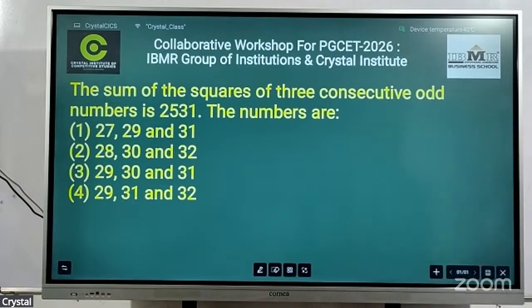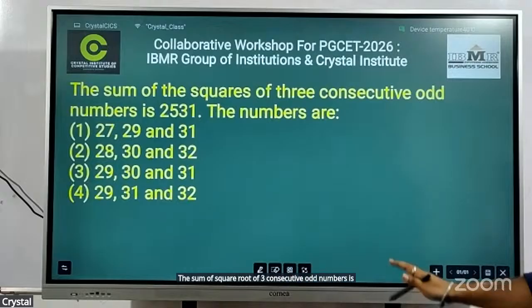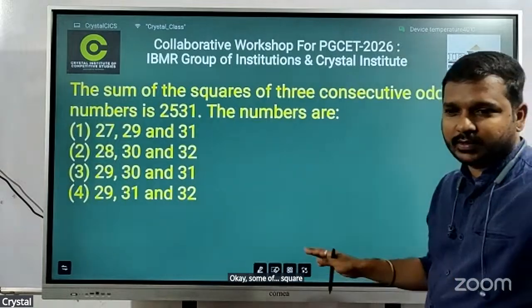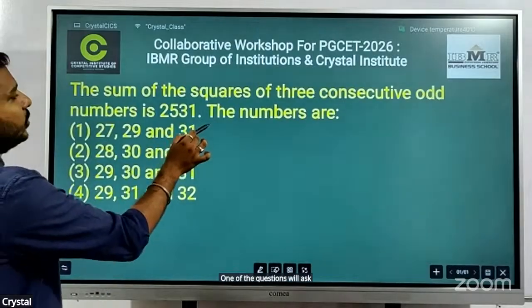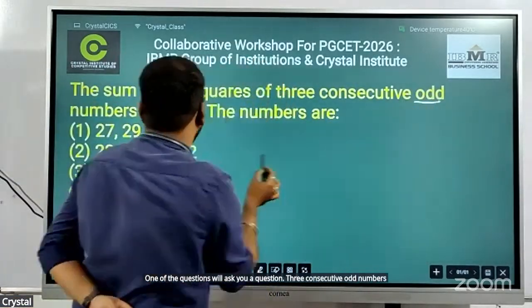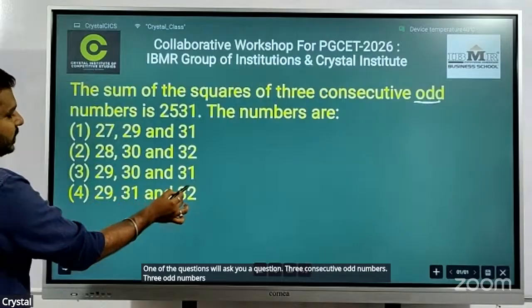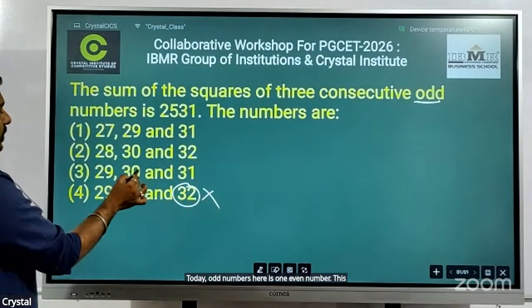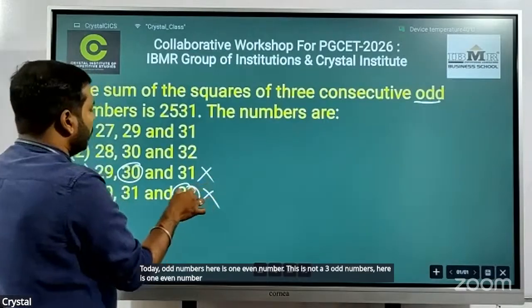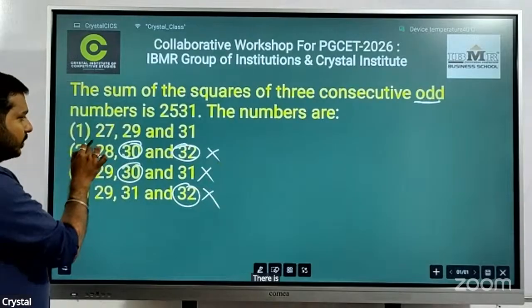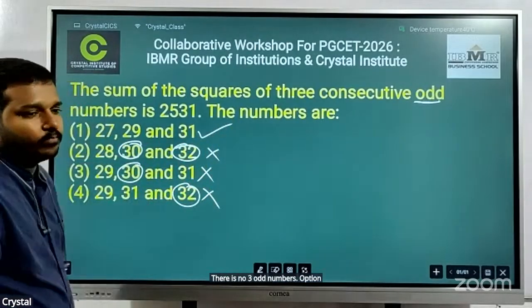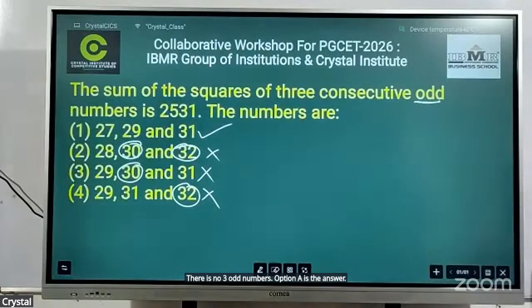The sum of squares of three consecutive odd numbers is... okay, this is one of the frequently asked questions. Three consecutive odd numbers. Here there is one even number, so this is not three odd numbers. Here there is one even number, this is not three odd numbers. Here there are two even numbers. There are no three odd numbers. Option A is the answer. They have given it directly, we don't need to calculate.